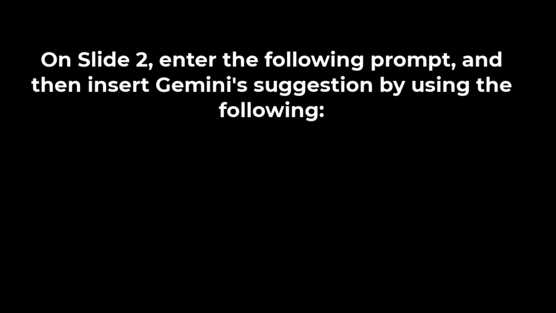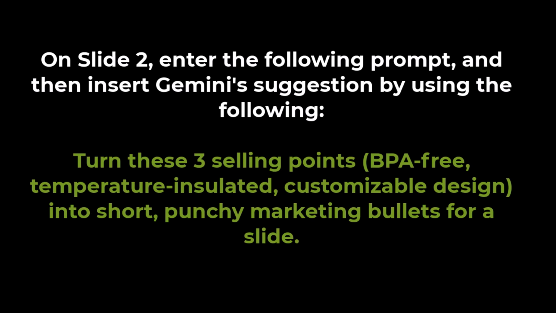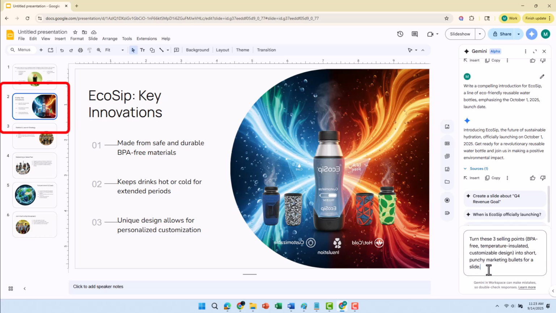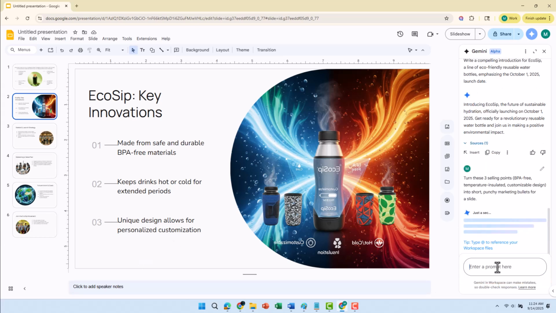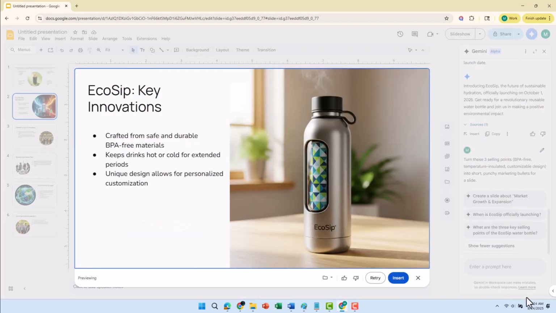On slide 2, enter the following prompt and then insert Gemini's suggestion by using the following prompt. Turn these 3 selling points, BPA-free, temperature-insulated customizable design, into short, punchy marketing bullets for a slide. Select slide 2. Enter the following prompt in the Gemini prompt text box. And review Gemini's suggestion. Select Insert.